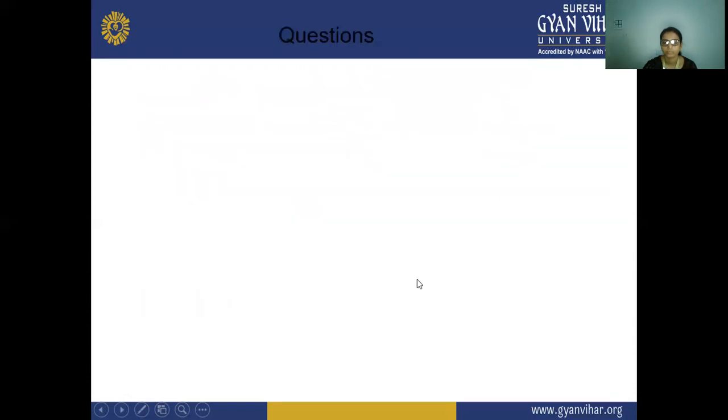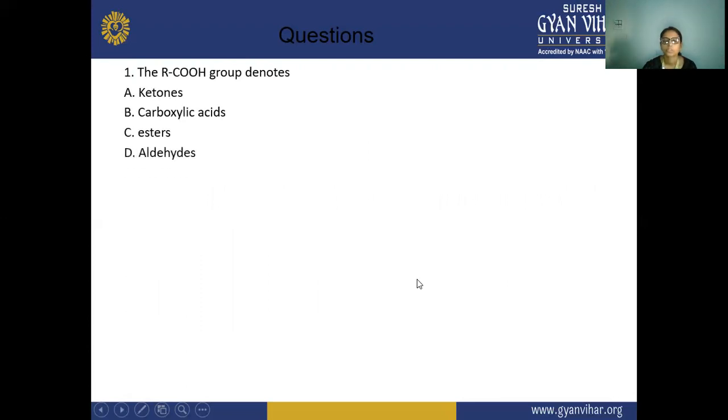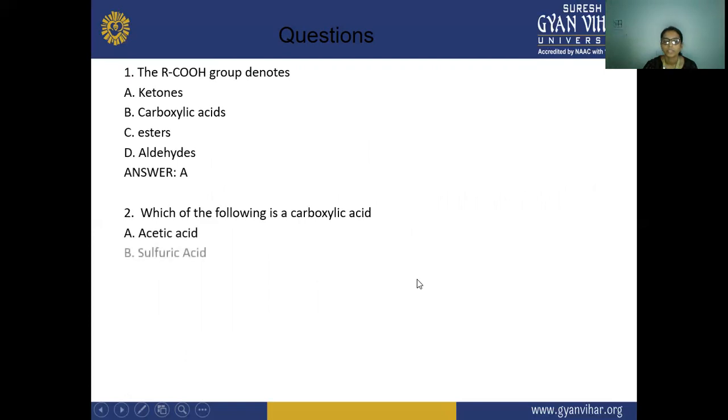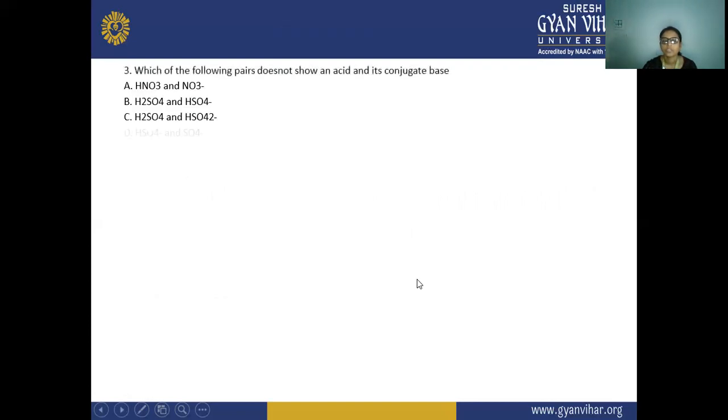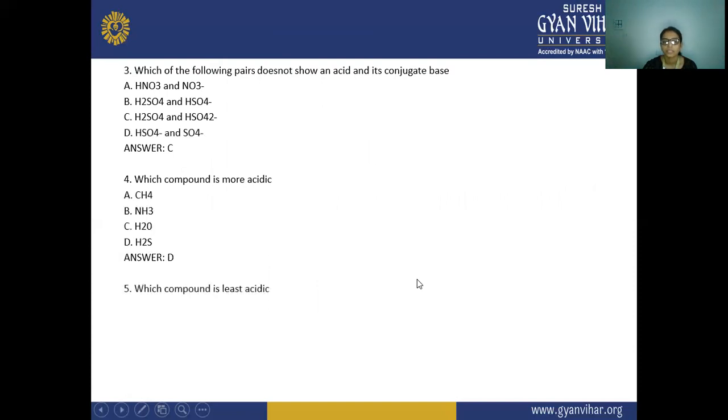Now the questions. The RCOOH group denotes carboxylic acid, that is option C. Next, which of the following is a carboxylic acid? That is acetic acid, A. Which of the following pairs does not show an acid and its conjugate base? That is C. Which compound is more acidic? That is D, H2S. Which compound is least acidic? That is A.